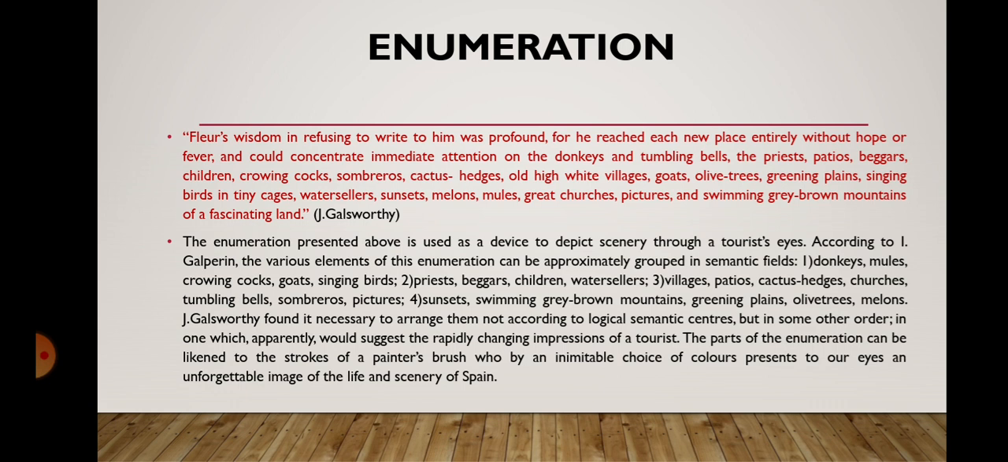John Galsworthy found it necessary to arrange them not according to logical semantic centers, but in some other order, one which apparently would suggest the rapidly changing impressions of a tourist. The parts of the enumeration can be likened to the strokes of a painter's brush, who, by an inimitable choice of colors, presents to our eyes an unforgettable image of the life and scenery of Spain.